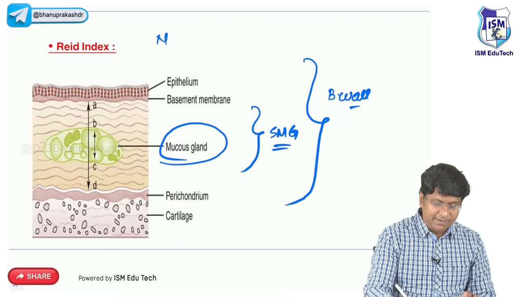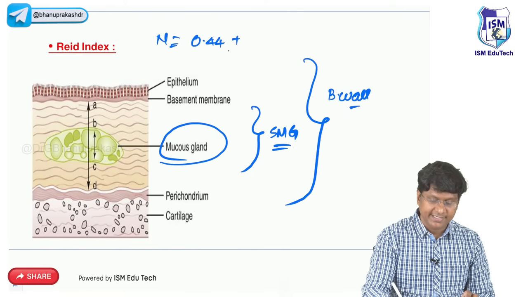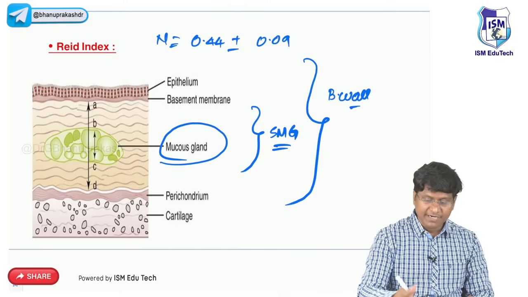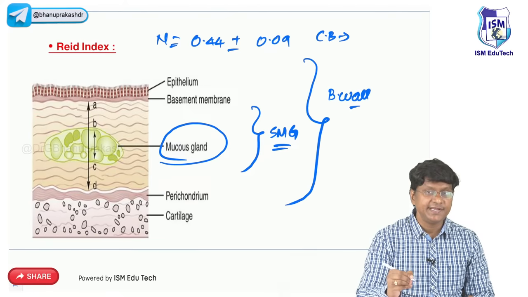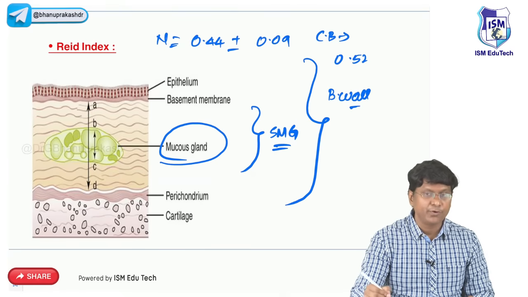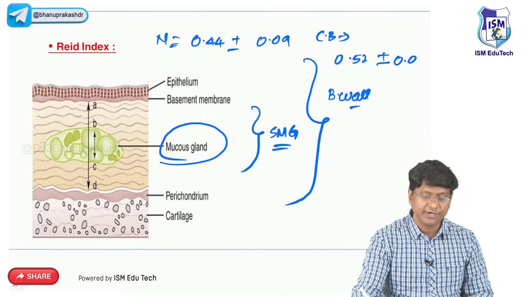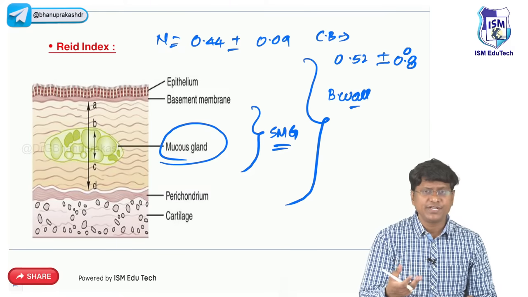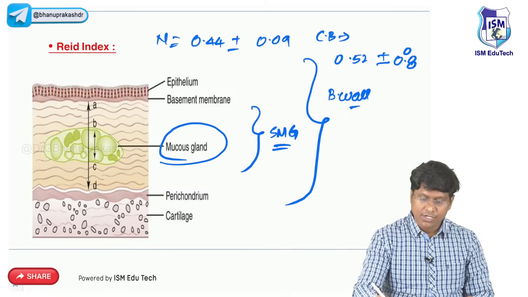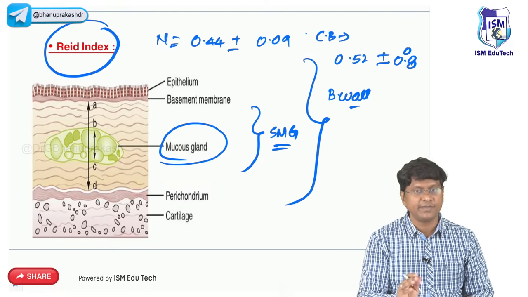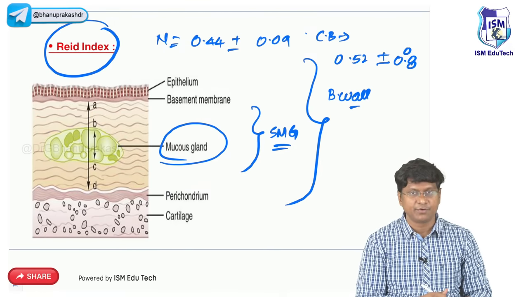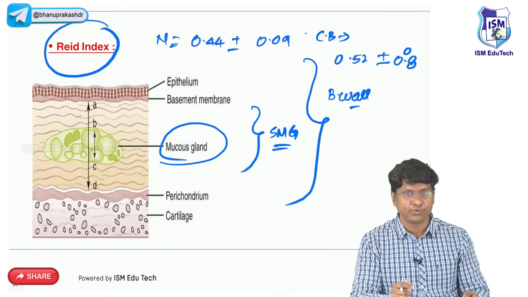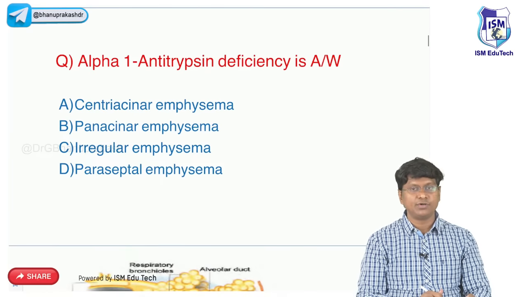And how much is the normal value of your Reid index? The normal value is 0.44 plus or minus 0.09. But in patients with chronic bronchitis, the Reid index is around 0.52 plus or minus 0.08, right? Why? The more the hypertrophy and hyperplasia of the submucosal glands, the higher the Reid index in chronic bronchitis, and that will tell you the severity of chronic bronchitis. Right? And the important risk factor for the development of chronic bronchitis is cigarette smoking, right? Next, you need to know about emphysema.